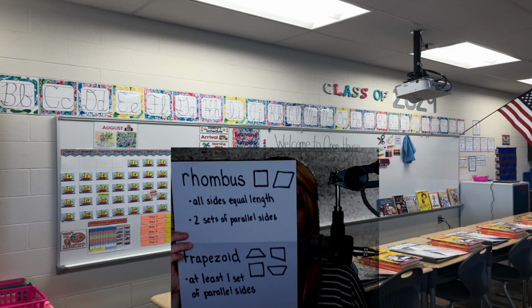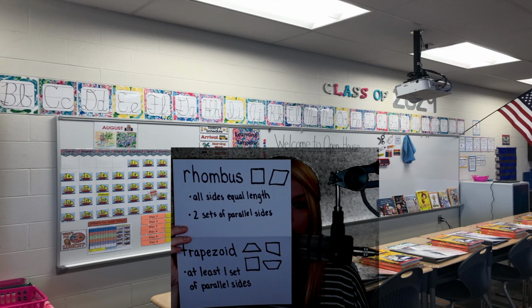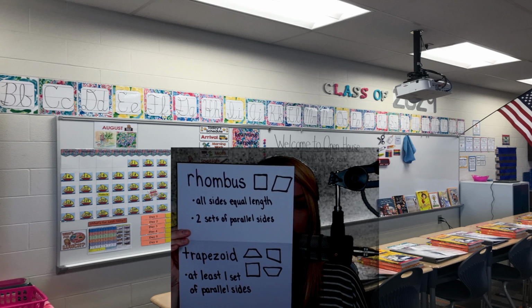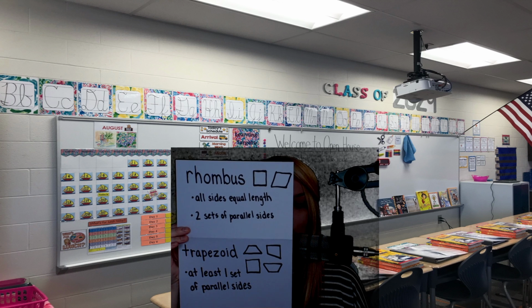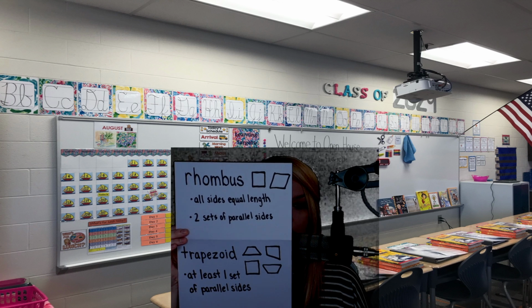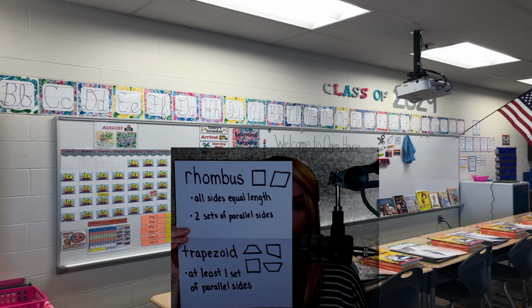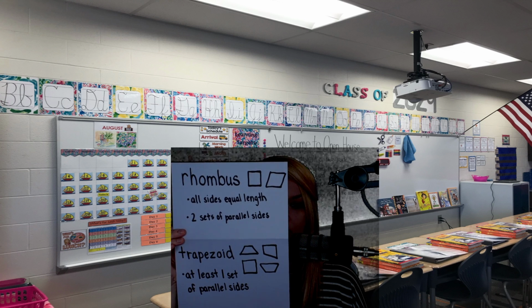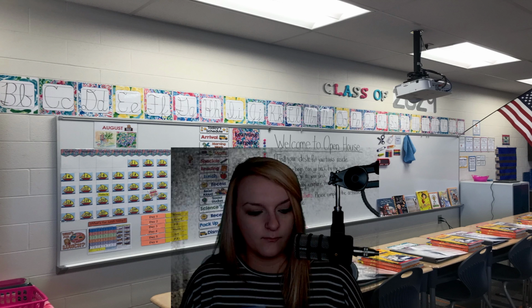Okay? Let's look at both of those again. So a rhombus is very similar to a square. It just doesn't have to have right angles. A trapezoid is any quadrilateral here that has one set of parallel sides. At least, that means it can have more.